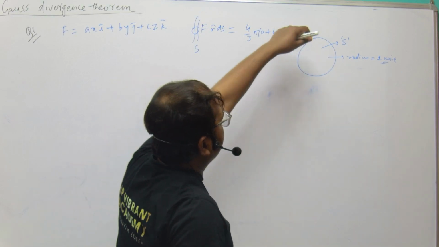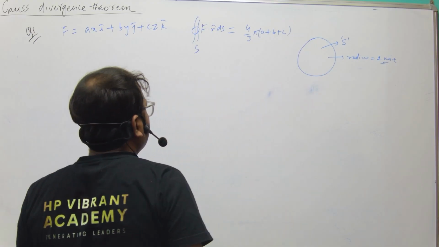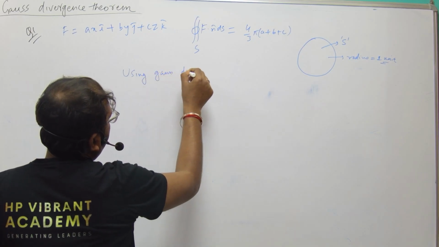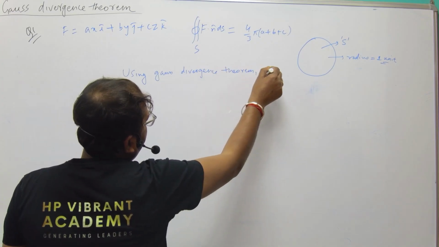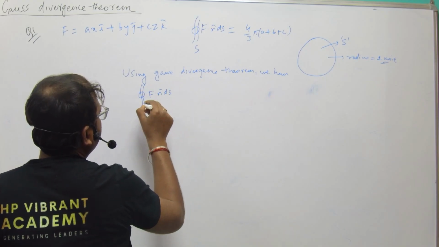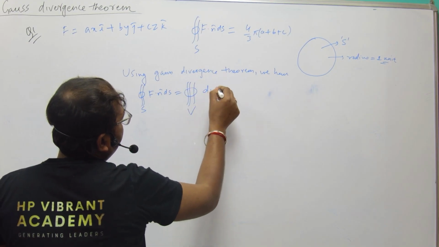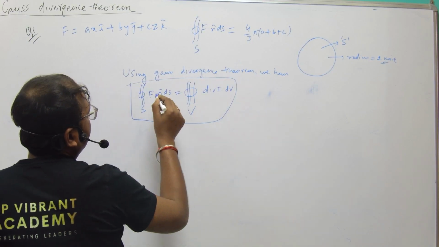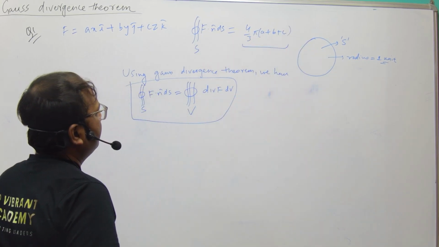This sphere is a closed surface, so we can apply the Gauss divergence theorem. Using the Gauss divergence theorem, we have the surface integral of f dot n cap ds along the surface S equal to the triple integral along the volume V of divergence of f dv. We have to show this equals 4 by 3 pi times (a plus b plus c). So let us calculate divergence of f.